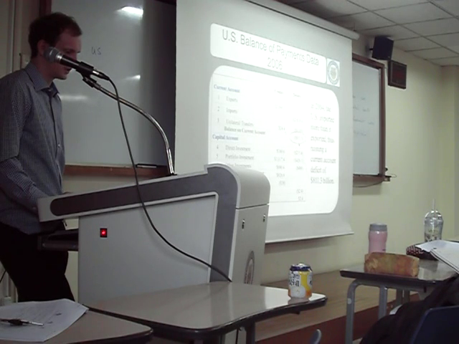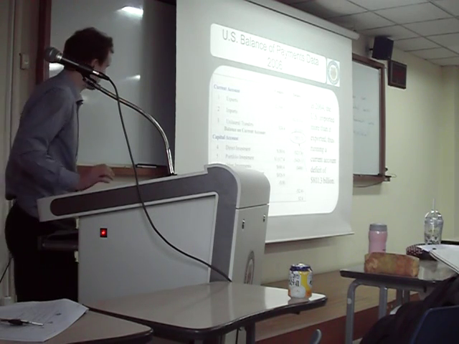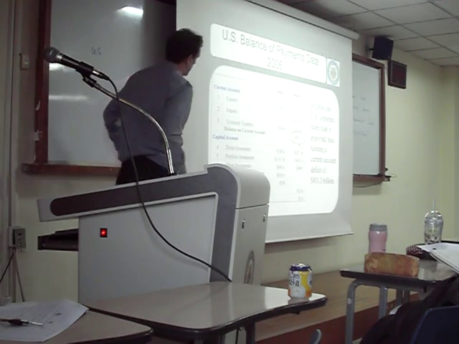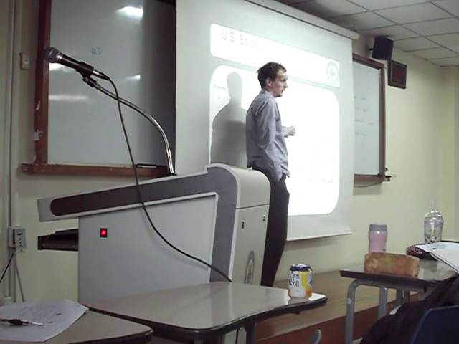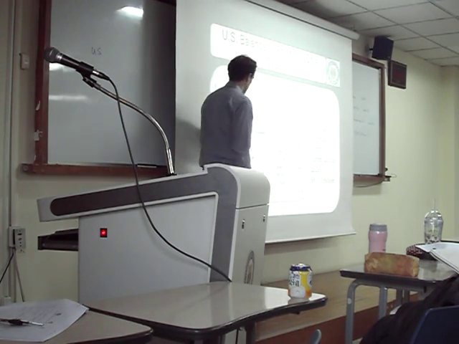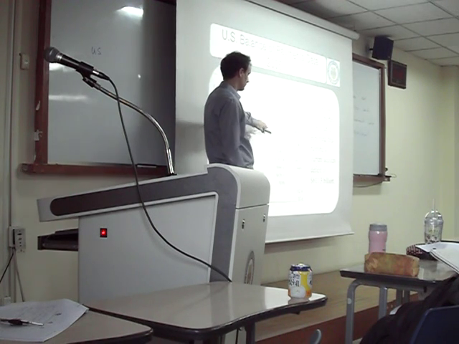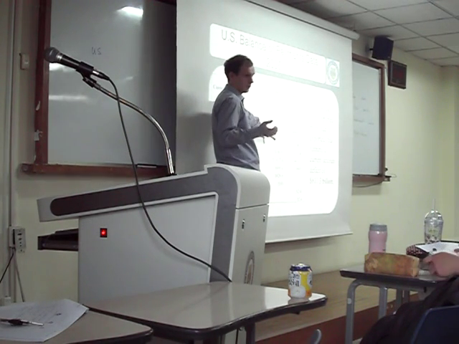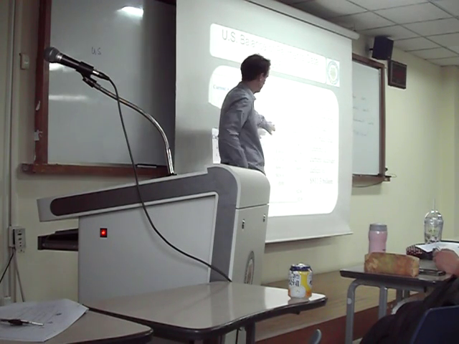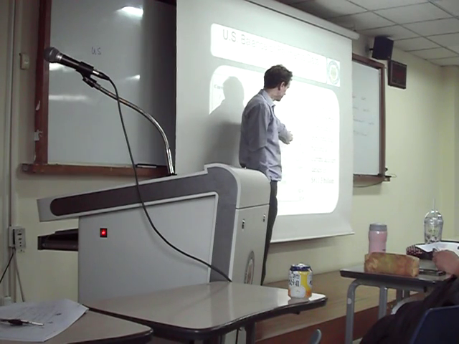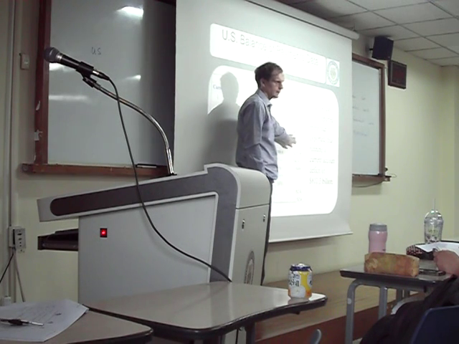So let's have a look at the US balance of payments of 2006, okay? Here, current account. We can see exports, 2 billion, imports, 2.8 billion. Other transfers like foreign aid or gifts, or some people transfer money back to their family, that kind of thing, right? Total minus 811 million.